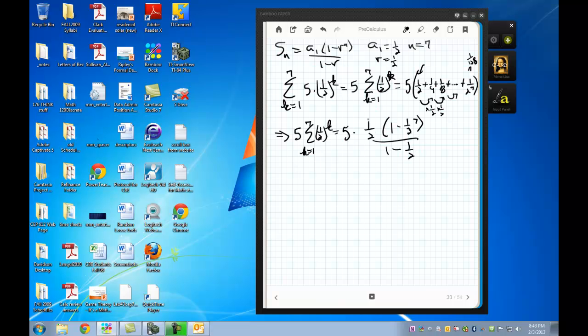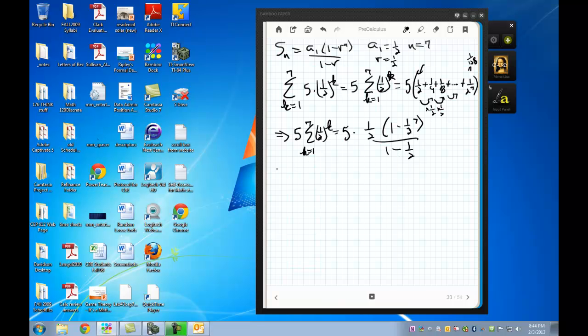Now, there's a whole bunch of 1/2s floating around. Let's make sure we identify them all. Well, this 5 is just hanging out. This 1/2 comes from A1. That's my very first term in my series. This 1/2 is R. And then the 7 is n. This 1/2 is also R.